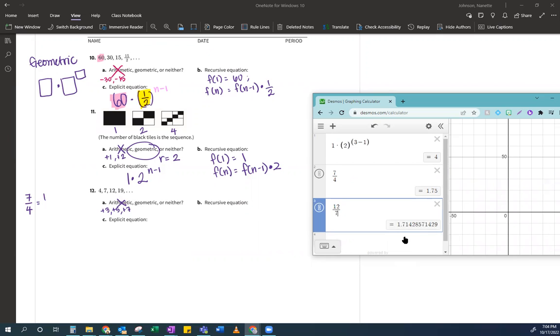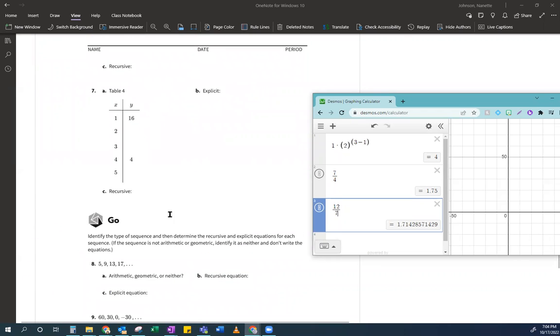Oh, okay. So it's neither. So how did I know that it was neither? Because it wasn't a constant difference, +3, +5, +7. And it wasn't a constant ratio because 7/4 doesn't equal 12/7, right? So because of that, I don't have to do this. That's according to what this says. It says, identify the type of sequence and then determine the recursive and explicit for each. If the sequence is not arithmetic, just identify it as neither and don't write the equations.